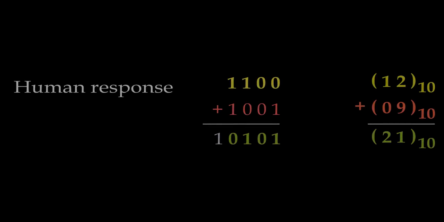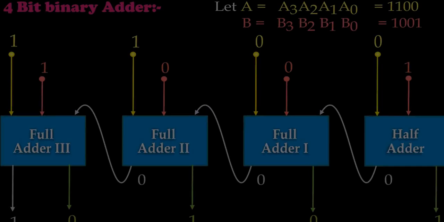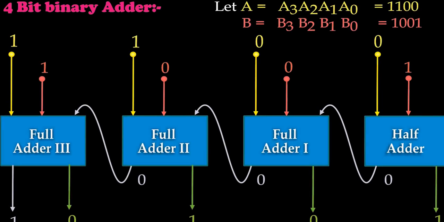If you see the input data, 1100 is nothing but 12 in decimal and 1001 is nothing but 9 in decimal. So 12 plus 9 is 21. From the binary data you can see the output of this example is shown by 10101, which is nothing but 21 in decimal. So this circuit can be used for binary addition of 4 bits.